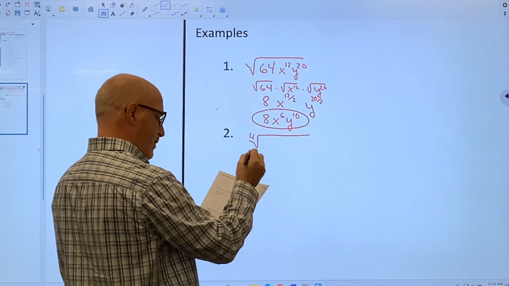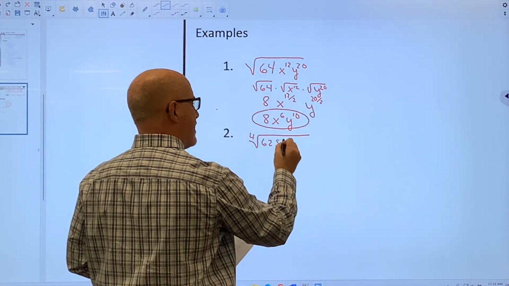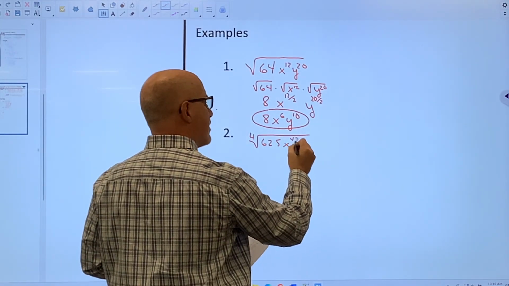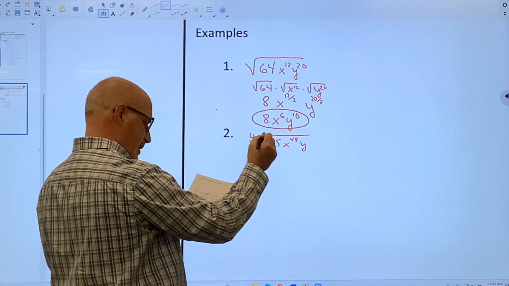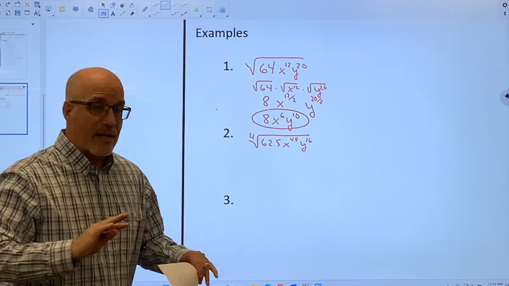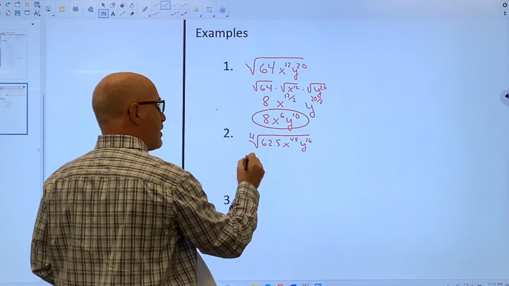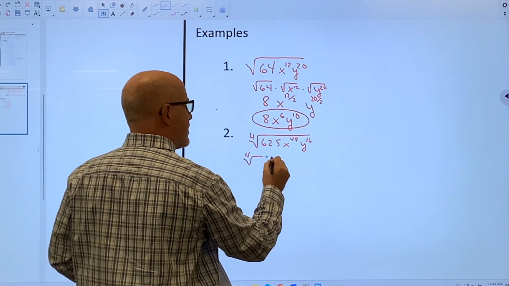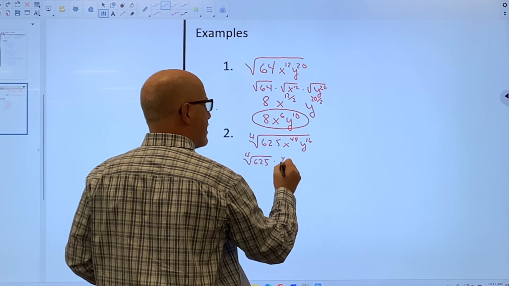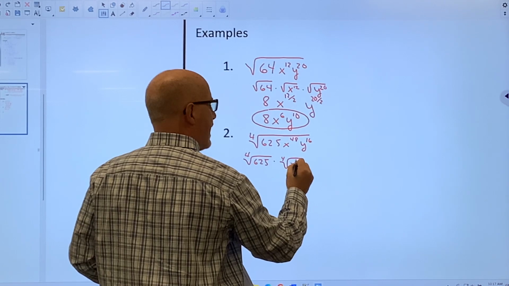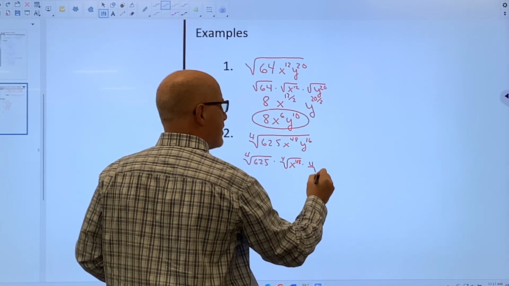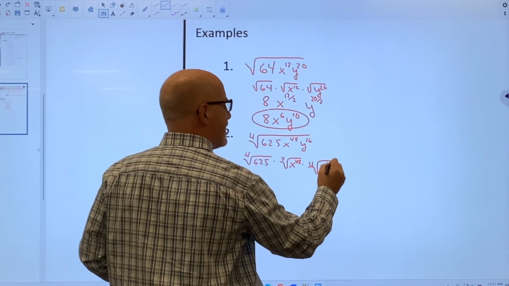So the 4th root of 625 x to the 48th power and y to the 16th power. So the first step is we're going to separate it into different parts. So I'm going to do the 4th root of 625 times the 4th root of x to the 48th times the 4th root of y to the 16th.